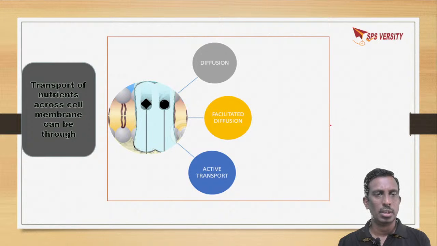Okay. So how will they move? How will they cross the cell membrane from one cell to another cell? There are different ways, basically diffusion, facilitated diffusion, and active transport.